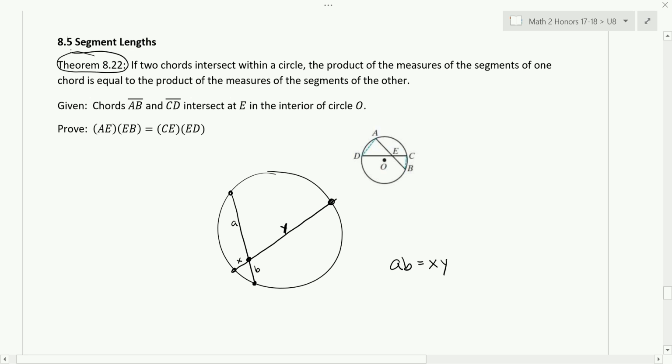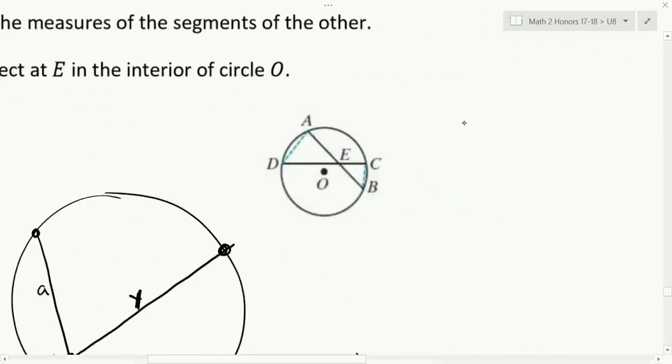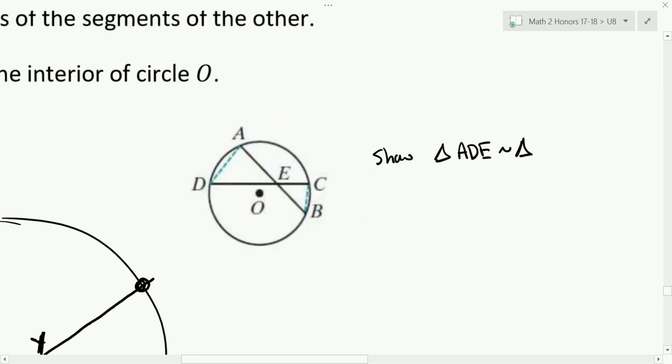And I'm going to give you a hint right now that in our picture here, you can see the blue dotted line. So you want to show that triangle ADE is similar to triangle, let's see, what would we say? ADE is similar to CBE. Okay, so this is a hint.